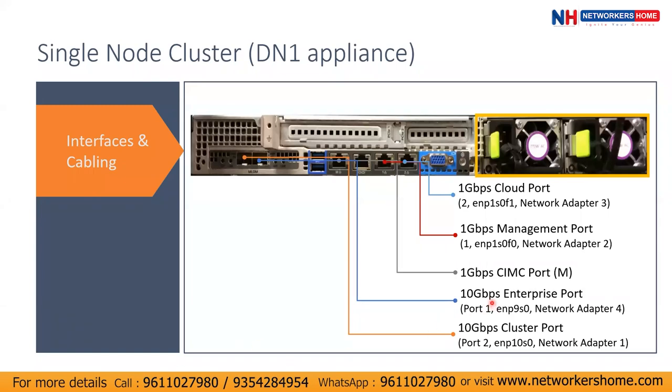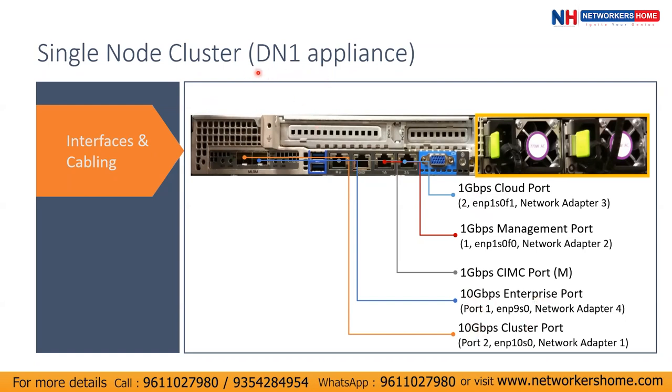So this is again a 10 Gbps port, right? Sorry, I missed and said 10 Gbps for the cloud port, but yeah, it is 1 Gbps. We have 10 Gbps on two ports only, enterprise and cluster, for the DN1 appliance.